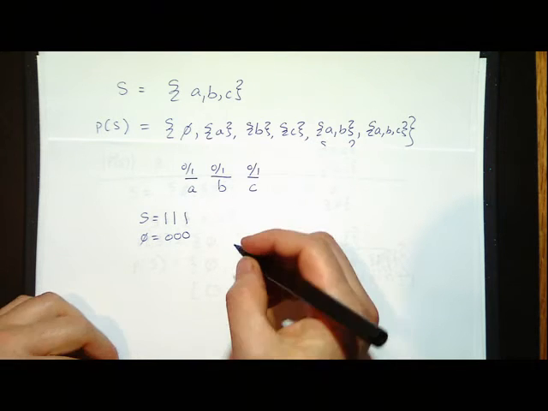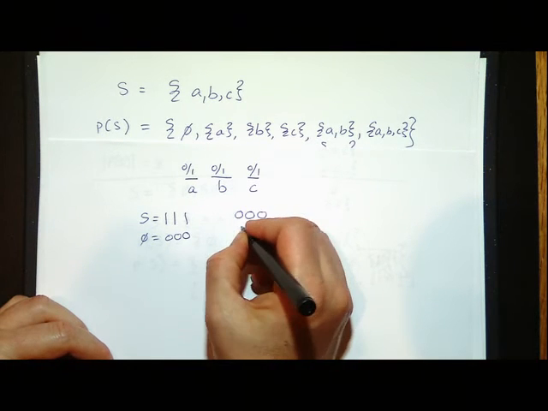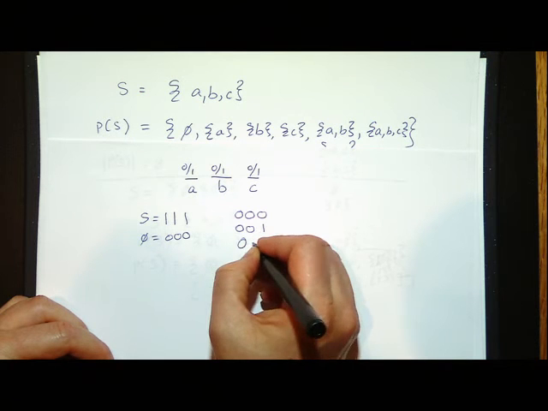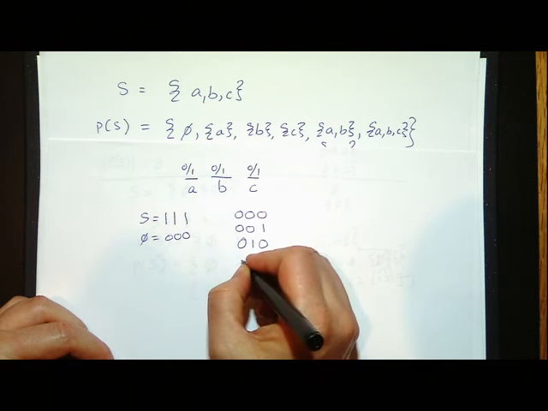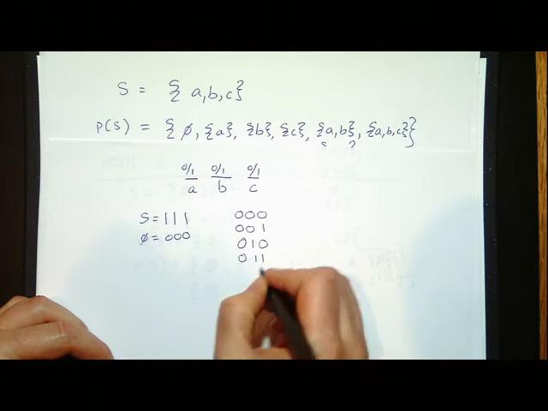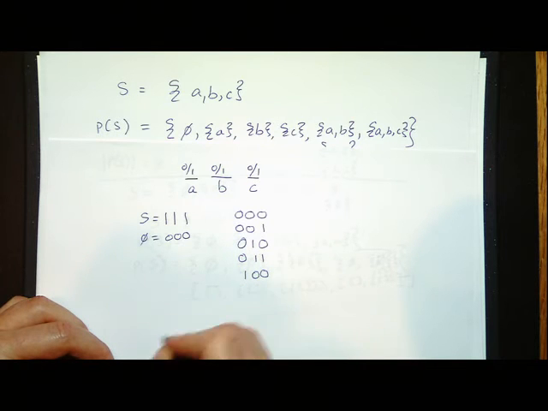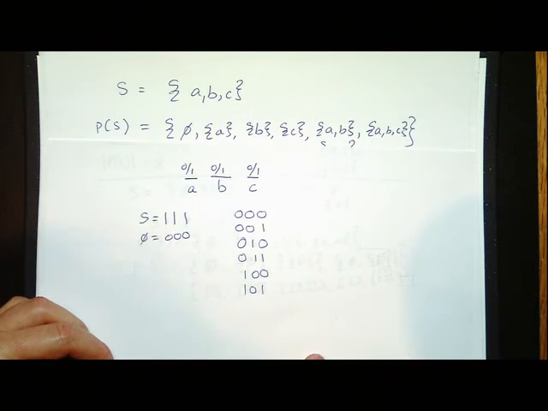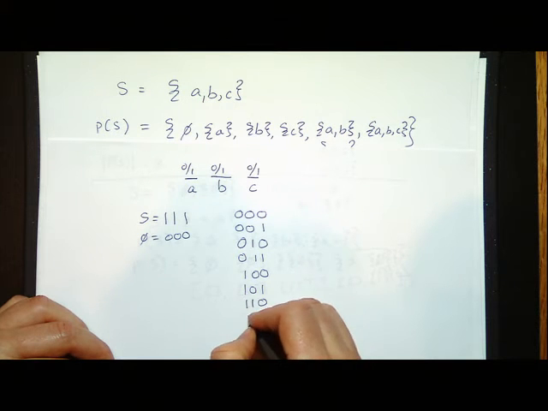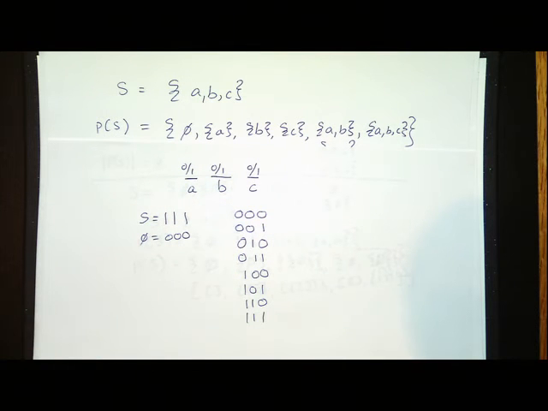Let's list them. That's the empty set, the set containing C, the set containing B, B and C, A and C, A and B, A, B, C. No braces.